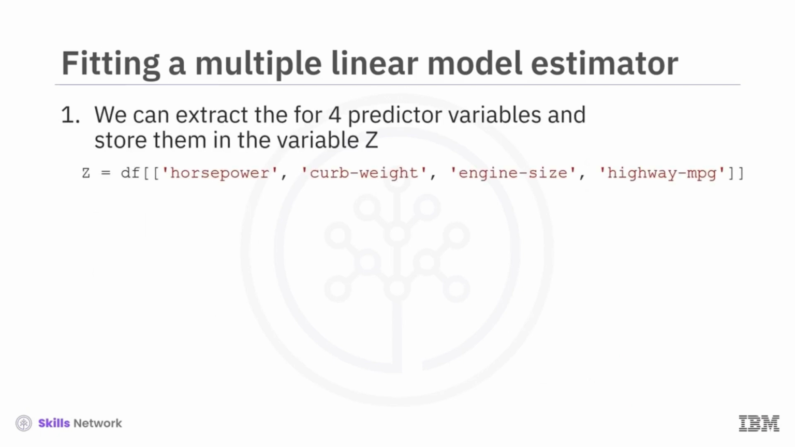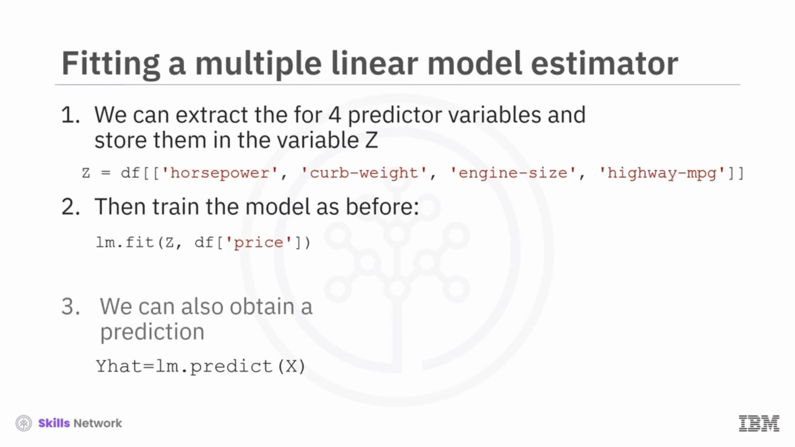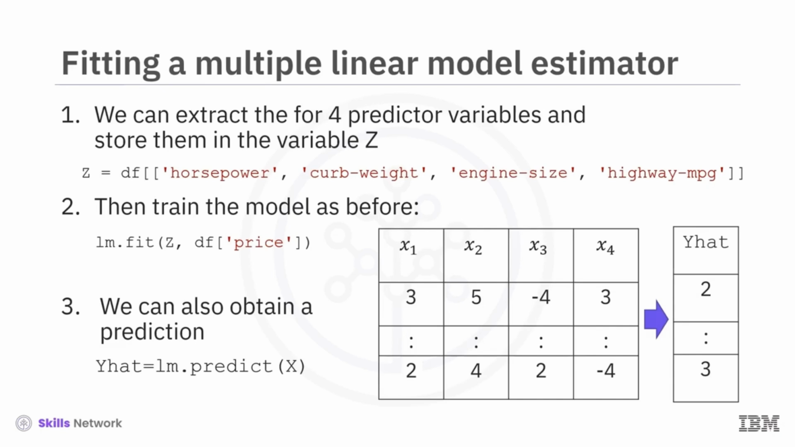We can extract the 4 predictor variables and store them in the variable Z, then train the model as before using the method fit with the independent variables and the targets. We can also obtain a prediction using the method predict. In this case, the input is an array or data frame with 4 columns. The number of rows corresponds to the number of samples. The output is an array with the same number of elements as number of samples.